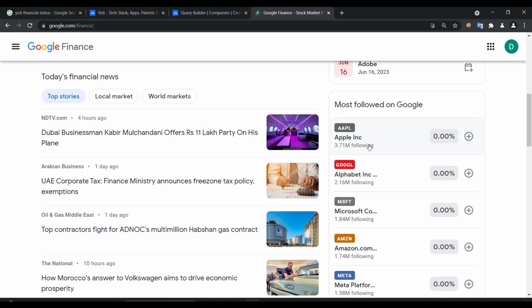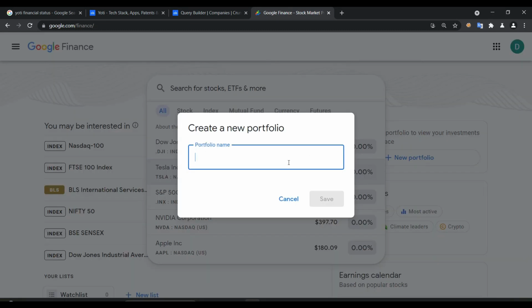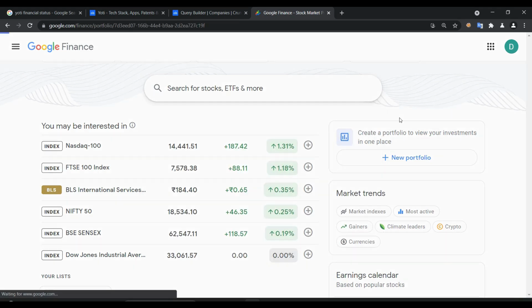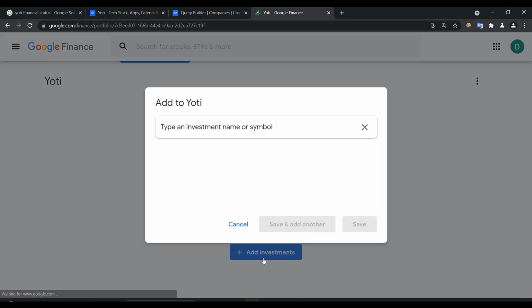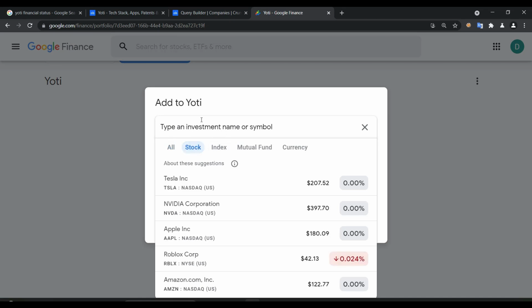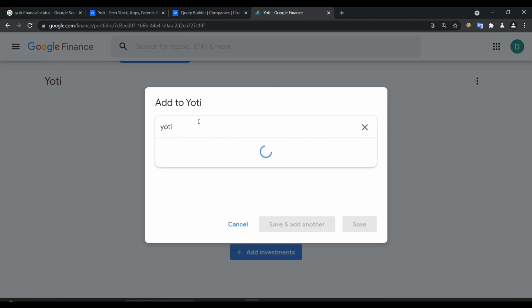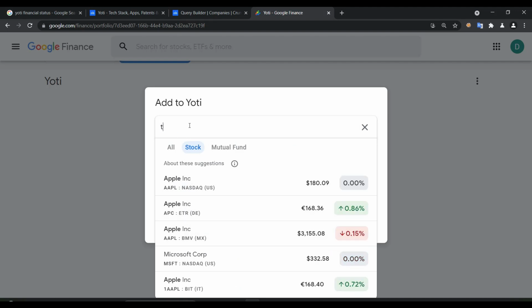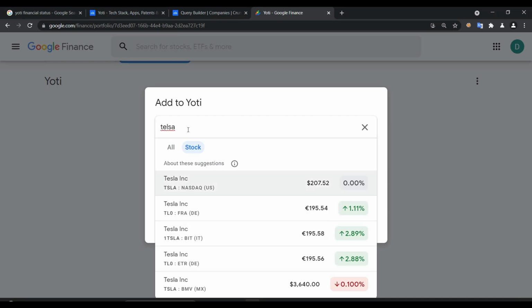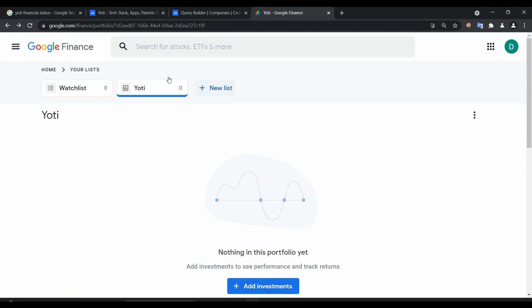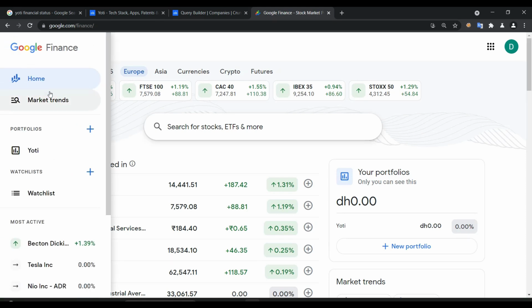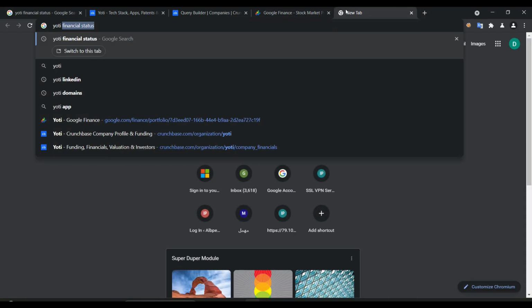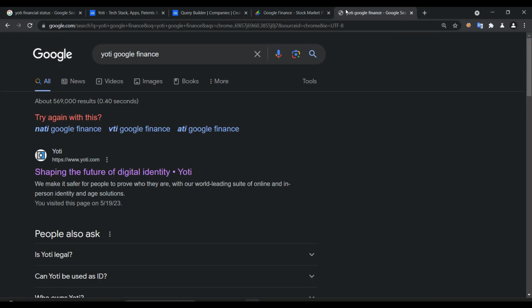Here, Apple. Well, let's see, we need our own Yoti. Add investments. Let me try now. No matches. So you see, I guess it is a small company. Let's type Apple. Yeah, Apple is here. Apple, Tesla. So here are all the companies that are investing in the stock market. That's why we cannot see them. But actually, I believe there will be a way to monitor even the other companies. So what we can do is simply Google search Yoti, Google Finance, keywords.